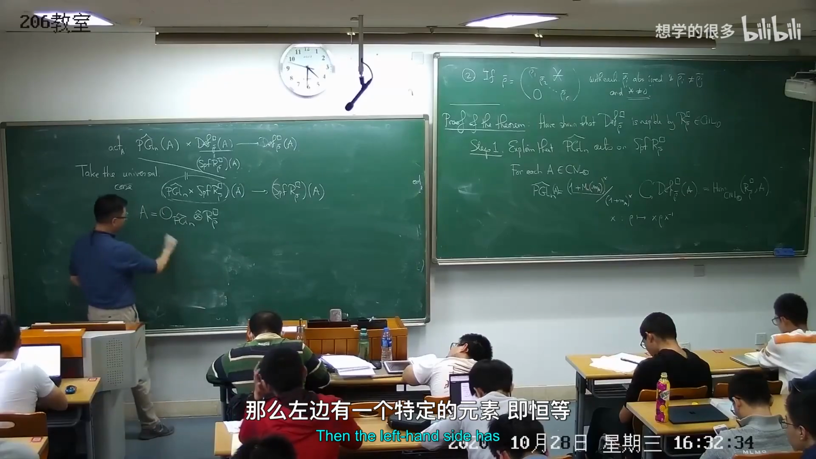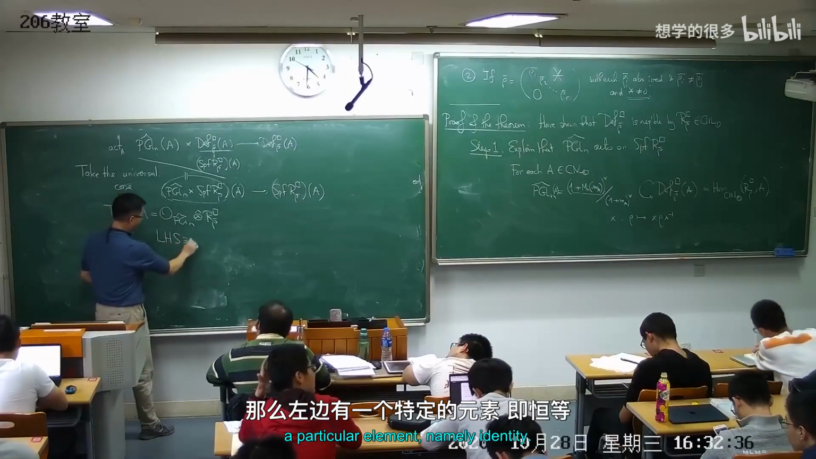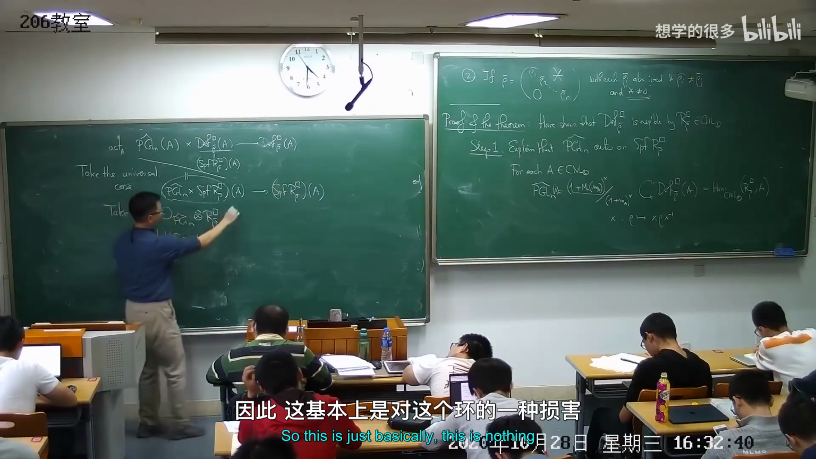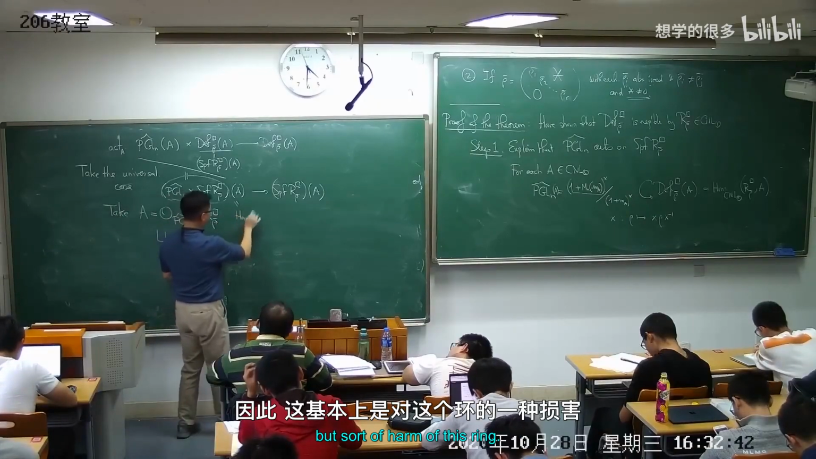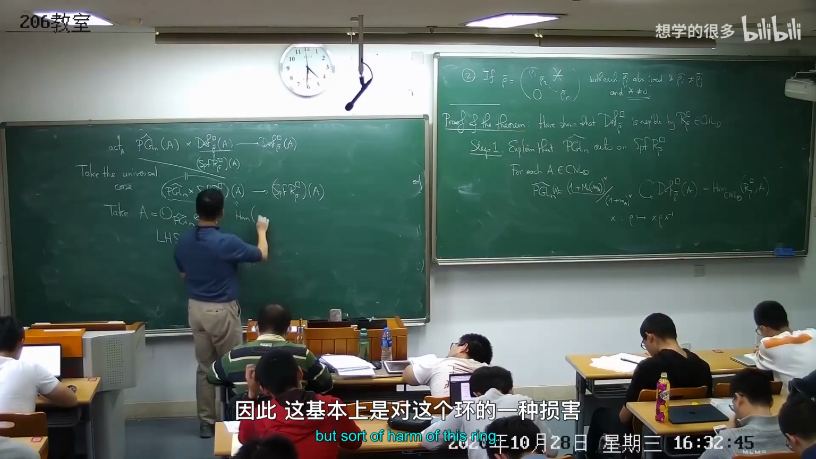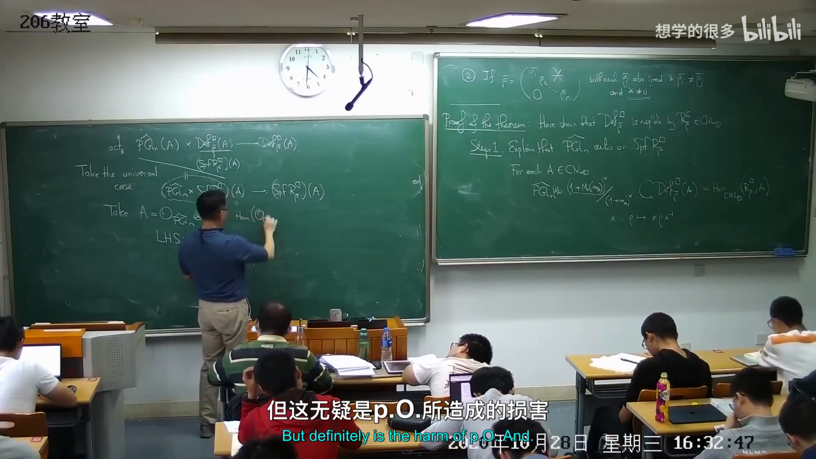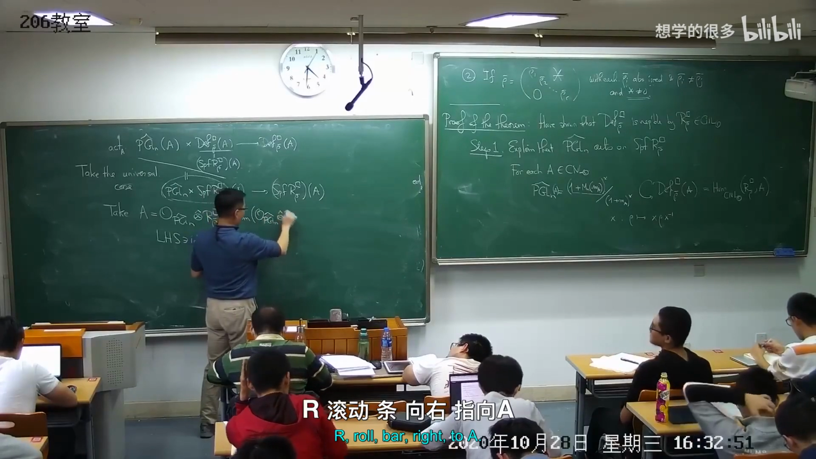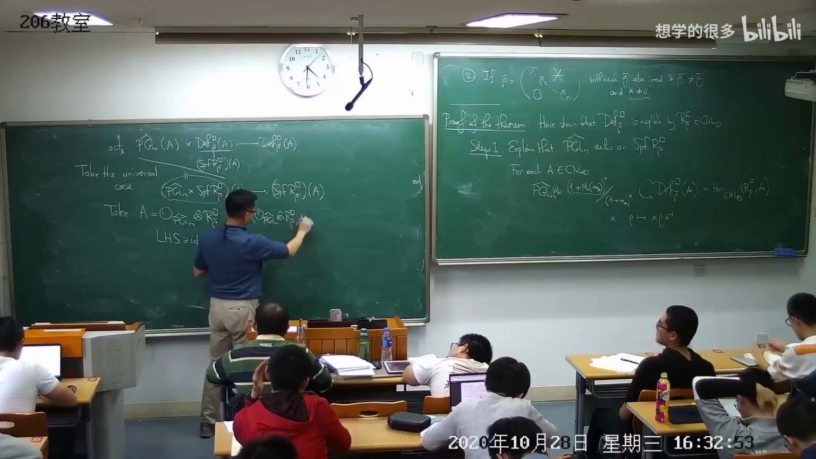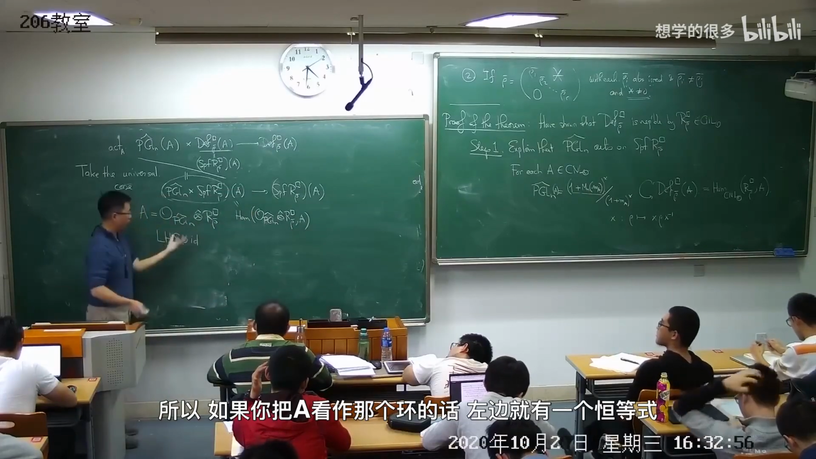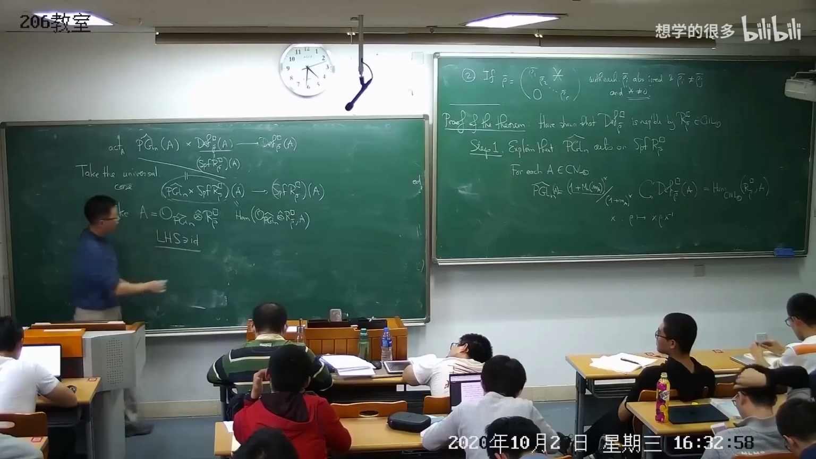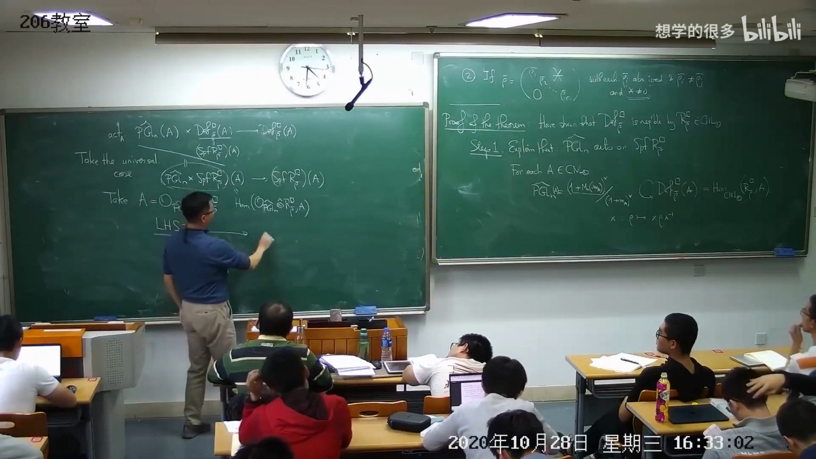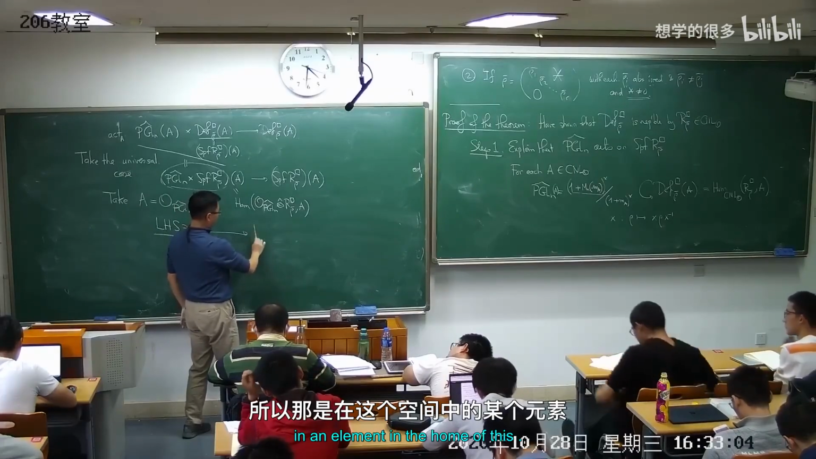Then the left-hand side has a particular element, namely the identity. So this A is nothing but, by definition, the Hom of this ring, Hom of PGL_N hat tensor R-rho-bar frame to A. So if you take A to be that ring, there's an identity on the left-hand side, and that will give me an element on the right-hand side.